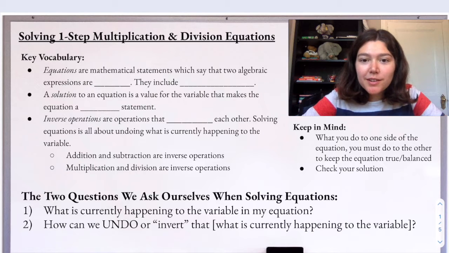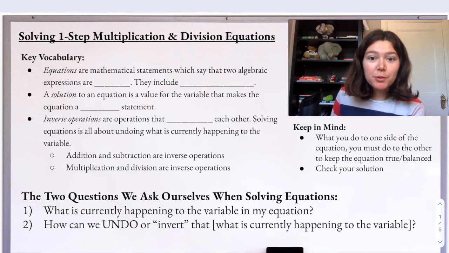Hello everyone, welcome to today's video on solving one-step multiplication and division equations. We'll start with key vocabulary.